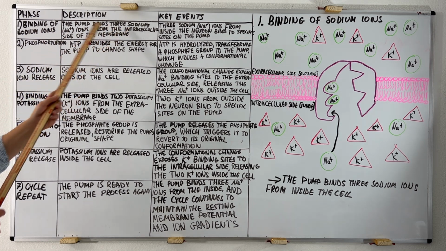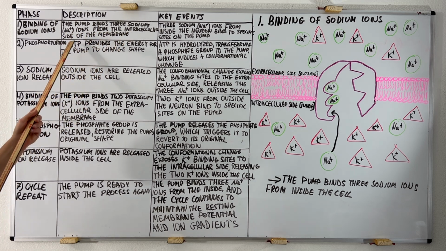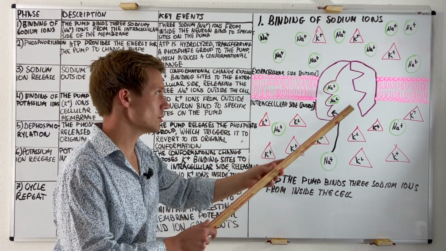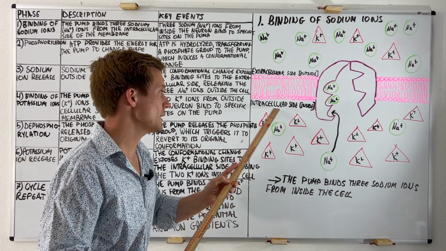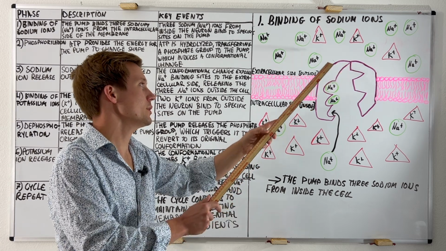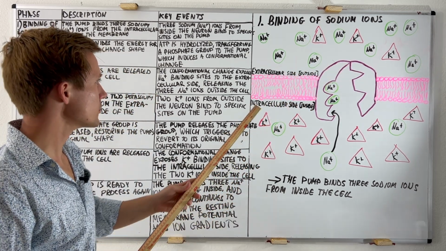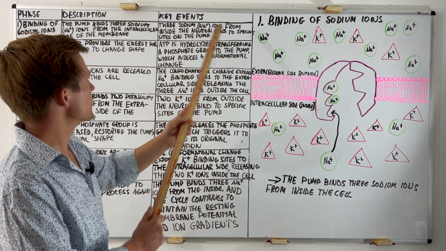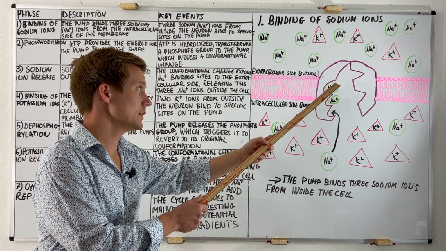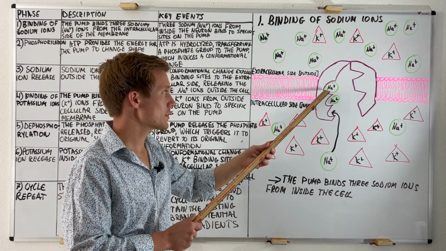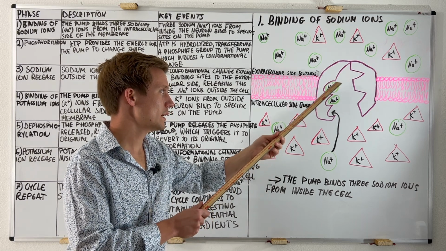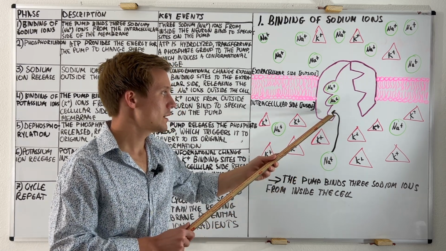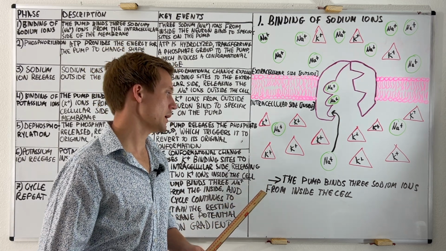The pump binds 3 sodium ions from the intracellular side of the membrane. So as we can see here, the pump is in its original natural conformation where it's open to the intracellular side and it's closed to the extracellular side. And so 3 sodium ions from inside the neuron bind to specific sites on the pump, which are represented in the circles. So here we see we have a sodium ion bound to the pump, sodium ion number 1, sodium ion number 2, and here we can see the third sodium ion is entering the specific site on the pump.